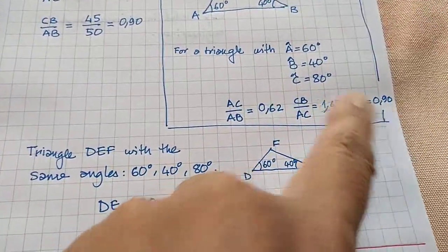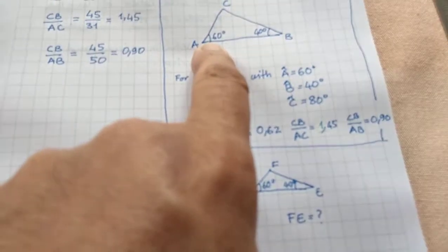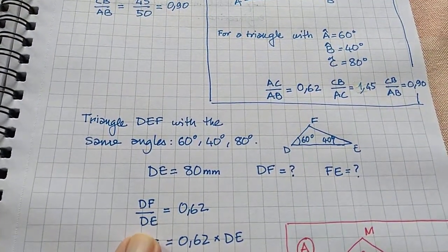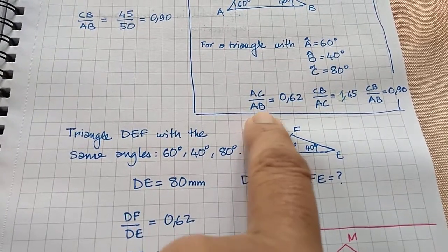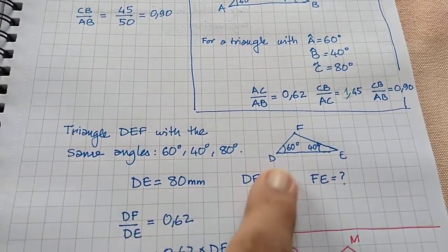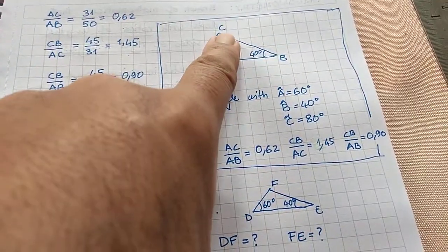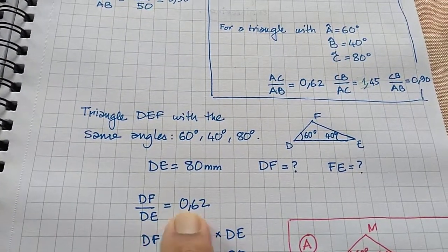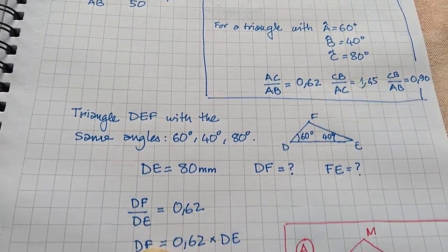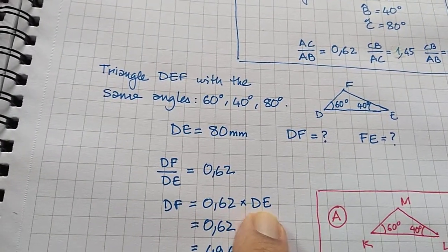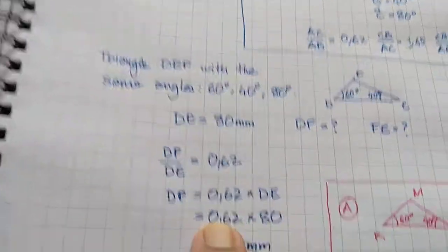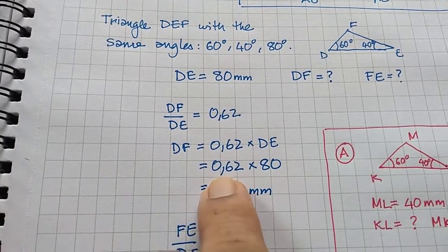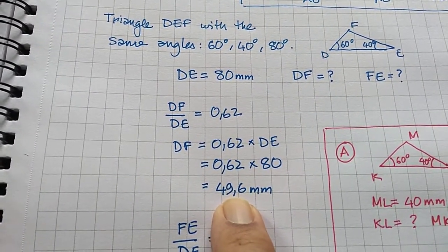Then what is DF equal to and what is FE equal to? Now because these ratios are fixed between the sides for any triangle which is 60 degrees, 40 degrees, 80 degrees, you can calculate it. You know DF over DE is equal to 0.62. I am taking homologous sides. DF is homologous to AC, AB is homologous to DE. So DF is equal to 0.62 into DE, 0.62 into 80, because DE is given as par hypothèse 80. So you multiply this, you get 49.6 millimeters.